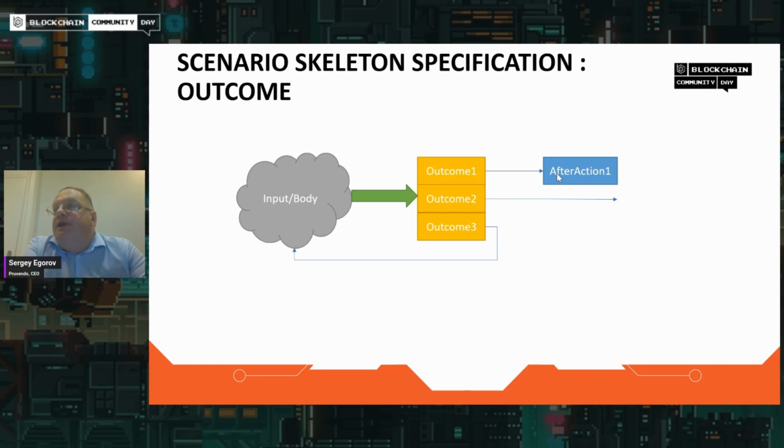So basically, a skeleton consists of an input section, body section, and output section. We start with the outcomes section, because we consider that the most important part of a scenario is what should be done. So what's the mission of the scenario? In this example, you see that we have three possible outcomes. In the first case, we need to do some after action, for example, send some event somewhere. For outcome 2, we don't need to do anything, and outcome 3 is just to continue working with this scenario.